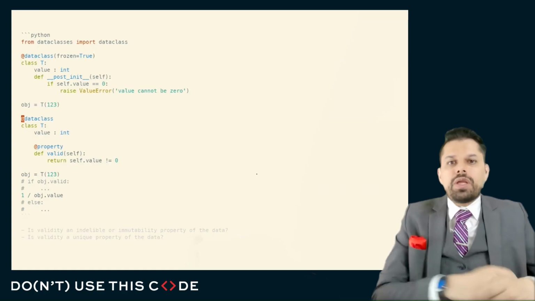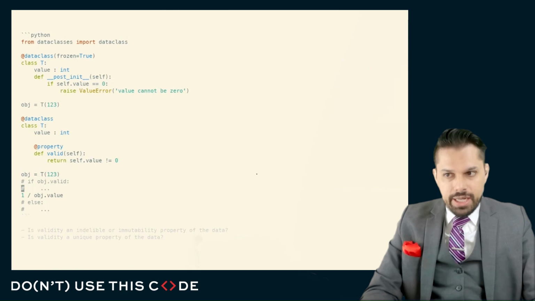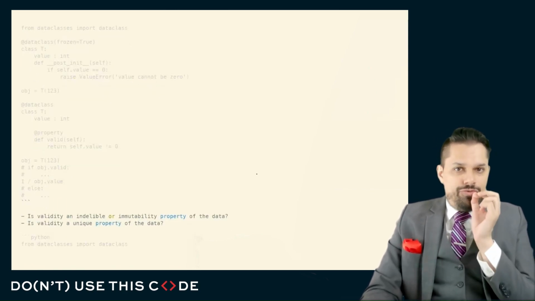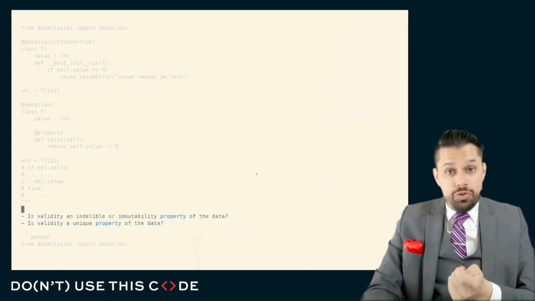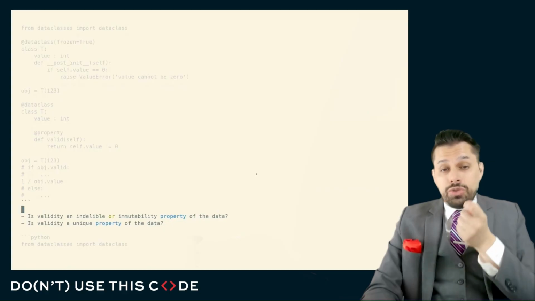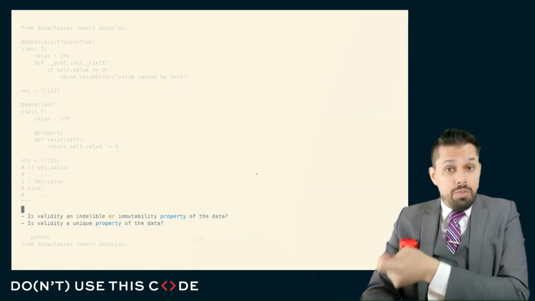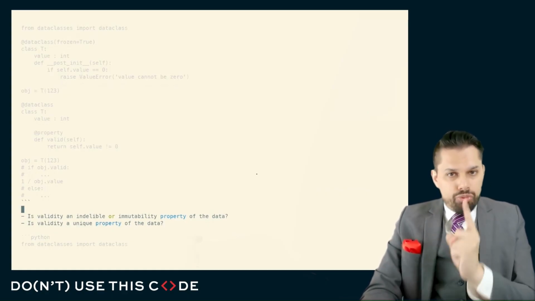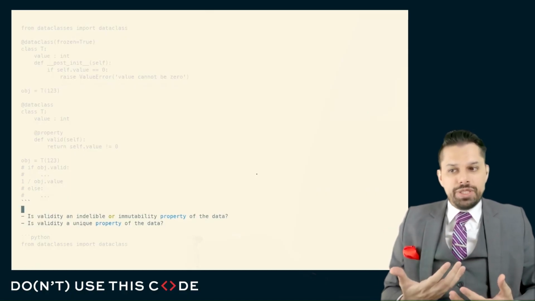Also, note that when we talk about the validity of some data, we have to be very careful, because is the validity property of that data indelible? Is it itself immutable? Is it the case that what constitutes valid data today is what constitutes valid data tomorrow? And is there only one unique, privileged, otherwise unambiguous notion of validity for this data?